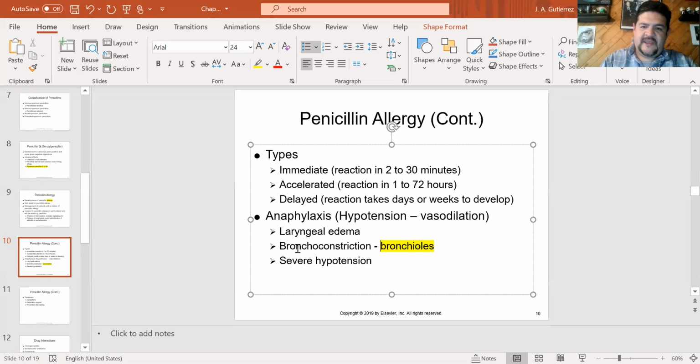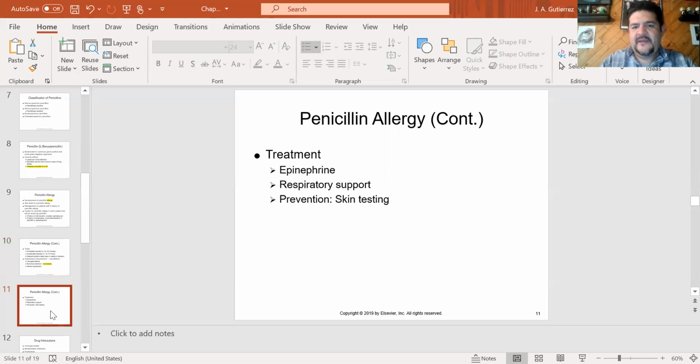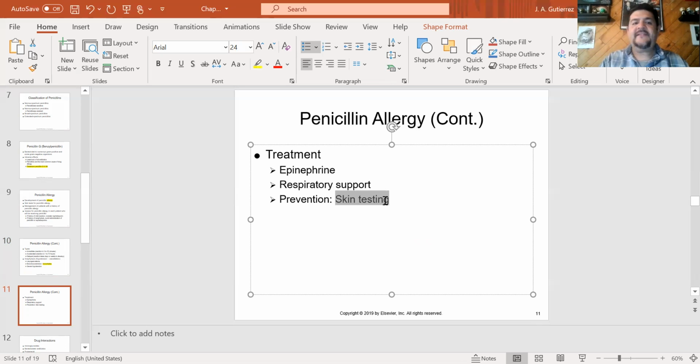This may happen within the first 20 minutes on severe anaphylaxis if the patient's going to have an allergic reaction. We mentioned the treatment is going to be epinephrine, the EpiPen, and respiratory support. Sometimes we have to ventilate the patient, use a ventilator. And sometimes we can do a skin test, in case the patient says, hey, I remember they gave me an antibiotic and I had a reaction. So it's better to do a skin test.